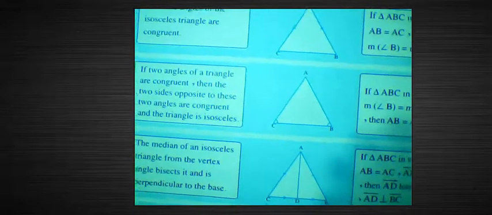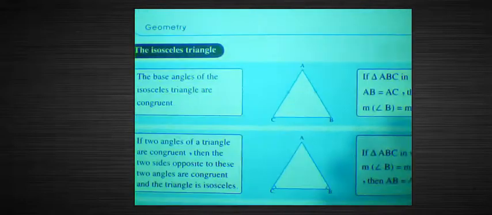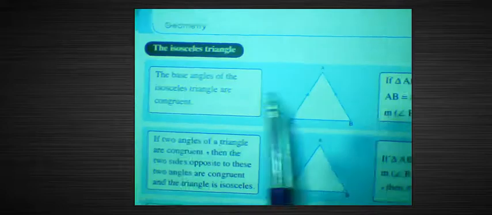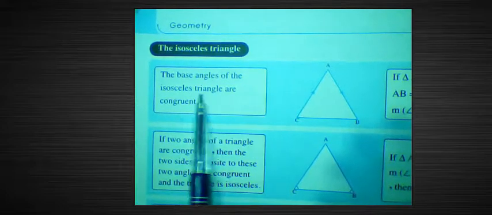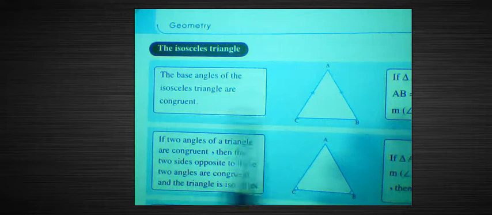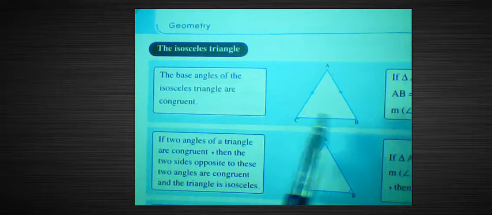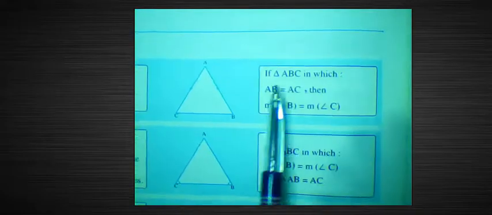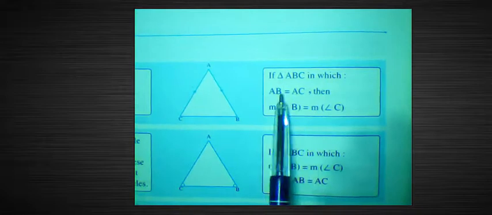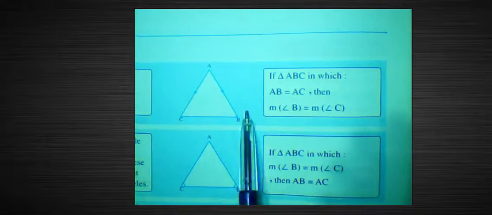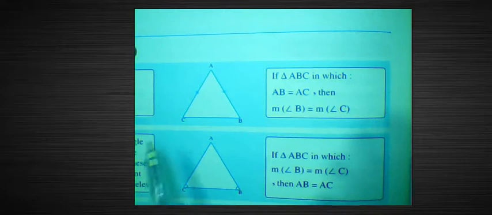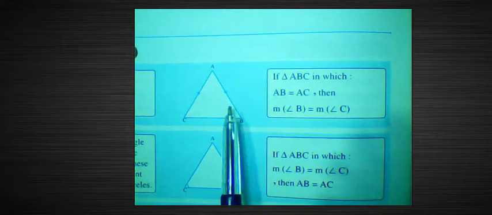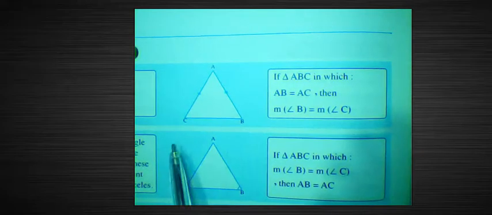ندخل بعد كده على isosceles triangle. في رول مهمة جدا. The base angles of isosceles triangle are congruent. So if triangle ABC in which AB equal AC, then the measure of B equals the measure of C. تمام؟ يبقى if AB equal AC, then measure of B equal measure of C.